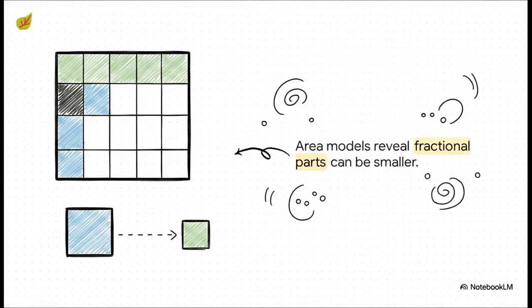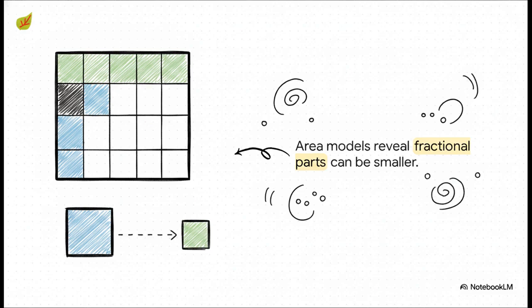And here is where we completely shatter the whole number assumption that multiplication always makes things bigger. When you model 3/5 of 2/3 using a grid, students physically see that the overlap, the actual answer, is a smaller slice of the whole. It's such an incredible realization for them to see that the product is actually quite a bit smaller than either of the original fractions.